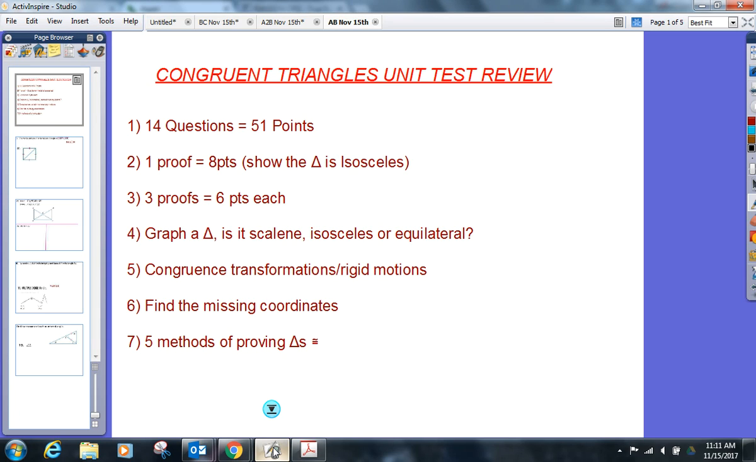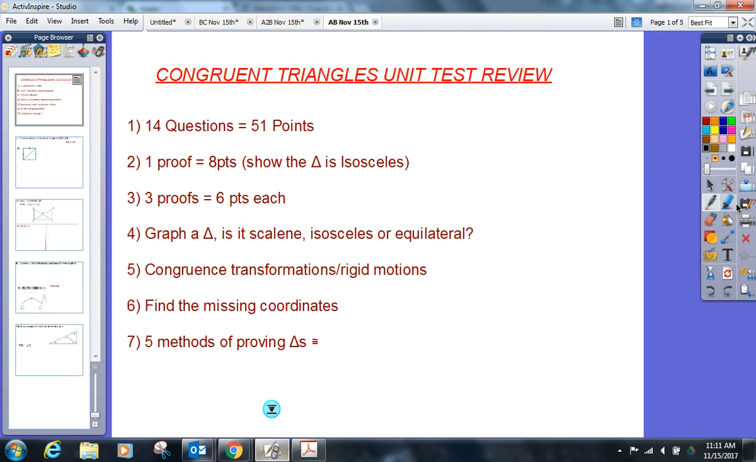I'm asking you to prove the triangle is going to be isosceles. That is the one at the end of the test. The other proofs I'm not going to discuss, but there will be 3 of them for 6 points. All right, let's keep talking.